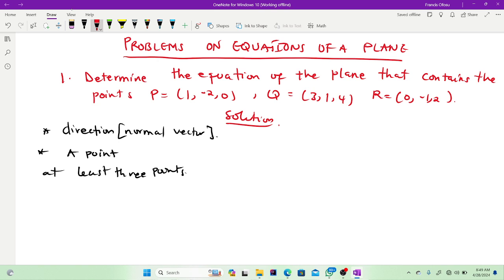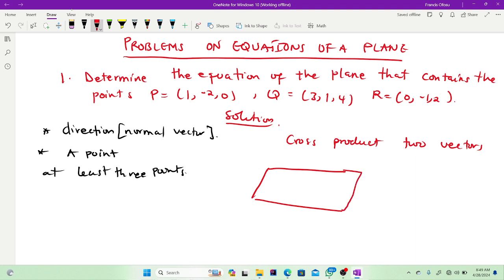So to get a direction, I said it is the cross product of any two vectors in the plane. Now let me give you a pictorial view of this plane. There are 3 points in the plane, so you can represent it with any two-dimensional space, and I'll put P here, (1, -2, 0). I can put Q somewhere here, (3, 1, 4), then probably R, (0, -1, 2). So all these are in the plane.